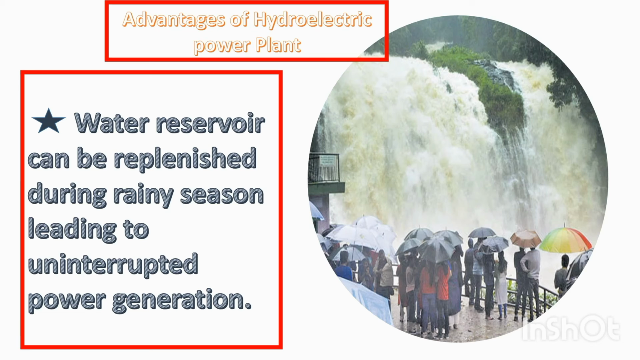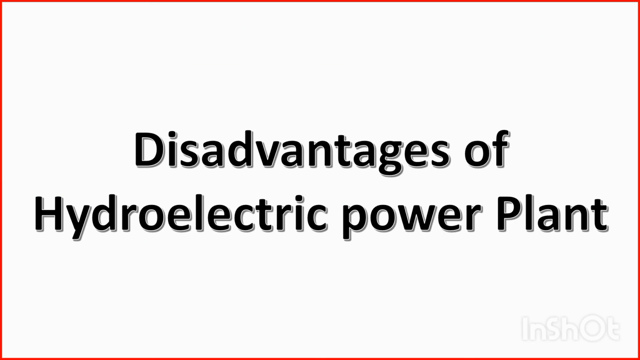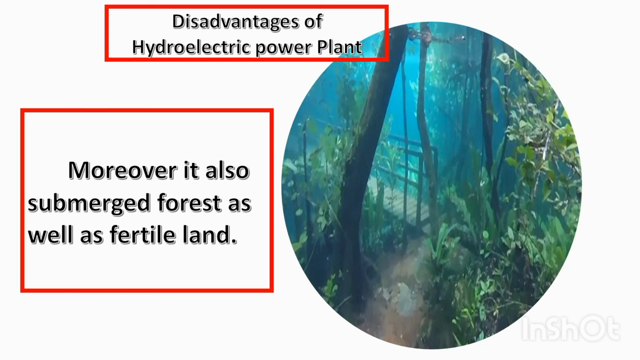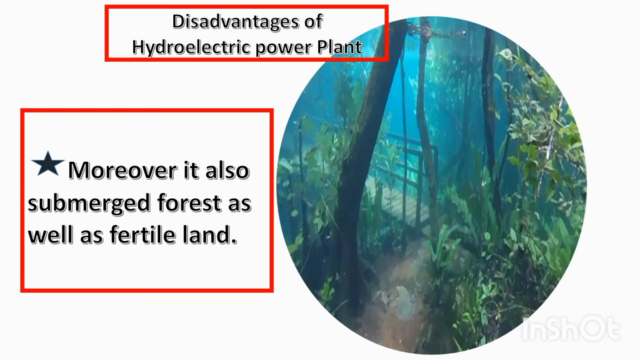Along with these advantages, it has some disadvantages too. So let's study some disadvantages of this power plant. Number 1. The backwater, due to storage of water in the dam, may submerge villages or towns in that area. This leads to the problem of rehabilitation of the displaced population. Moreover, this can also submerge forest as well as fertile land.